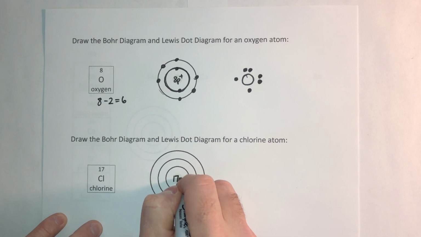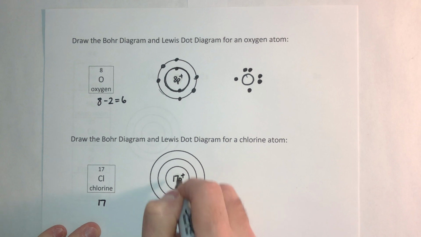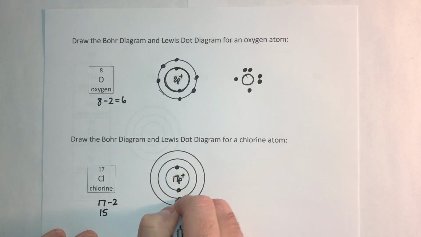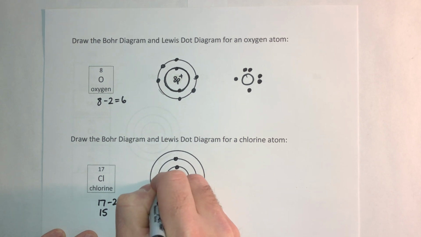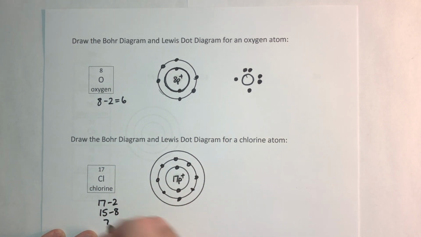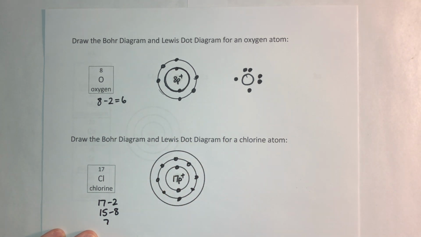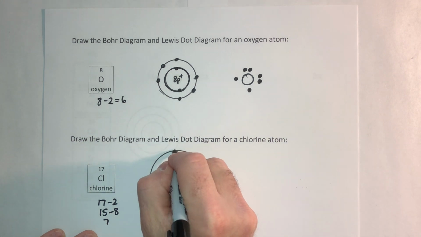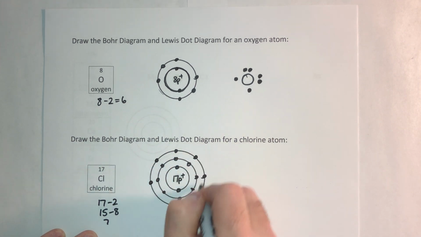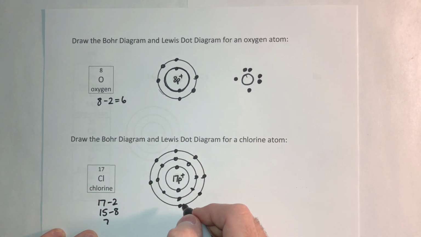Chlorine has 17 protons, so it has 17 electrons. 2 in the first ring, that leaves me with 15. 8 in the second ring, 5, 6, 7, 8. That leaves me with 7. And this third ring can hold 8, but I've only got 7 electrons left. So 1, 2, 3, 4, 5, 6, 7. Right? You can hold 8, but you've only got 7.